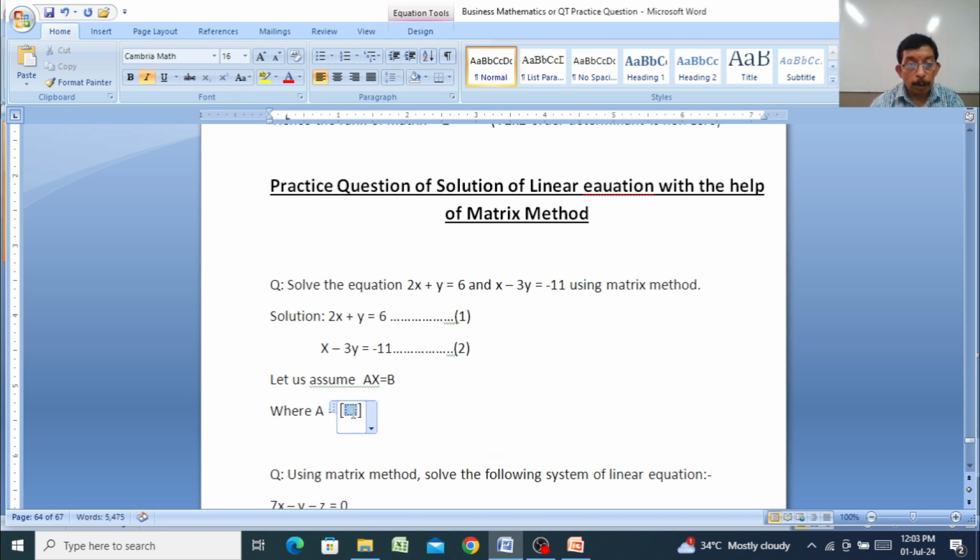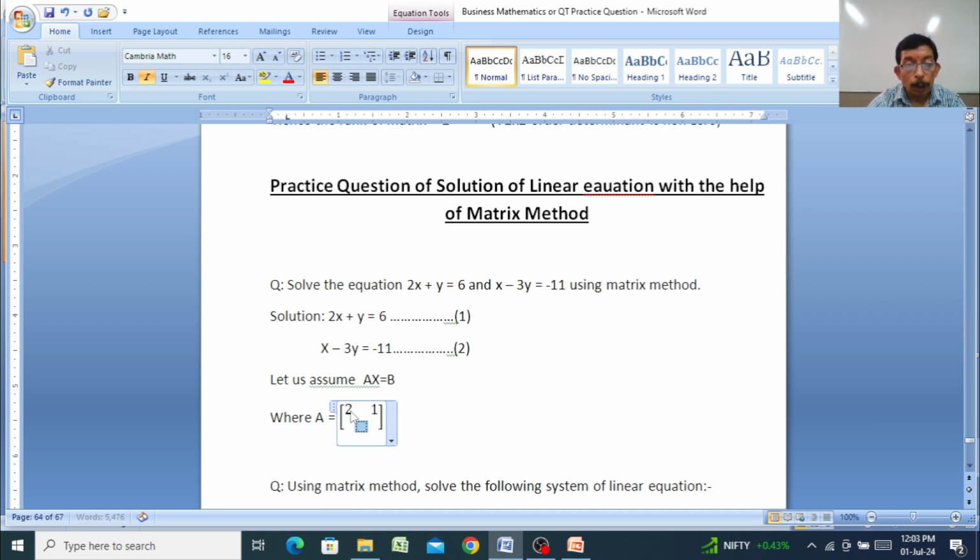In the first equation, the coefficient of x is 2. Now write down 2. In the first equation, the coefficient of y is 1. Write down the 1 in the first row. In the second equation, the coefficient of x is equal to 1. Then write down 1. In the second equation, the coefficient of y is minus 3. Note down minus 3. This is the value of A, the coefficient matrix of x and y.